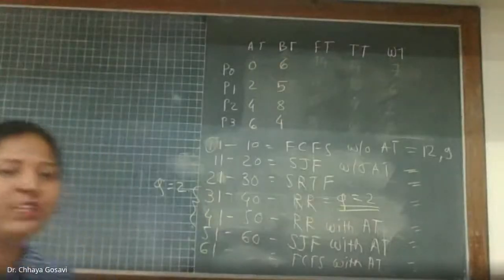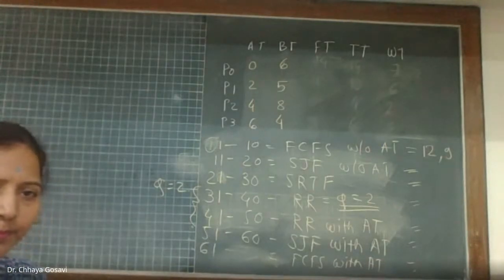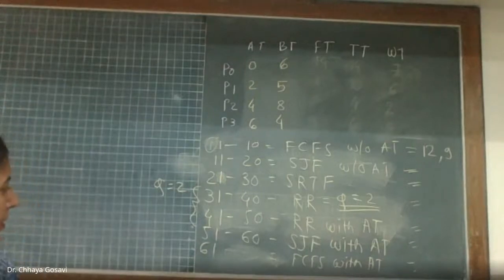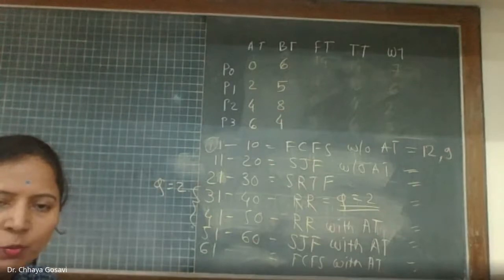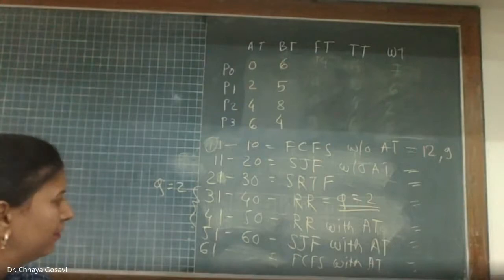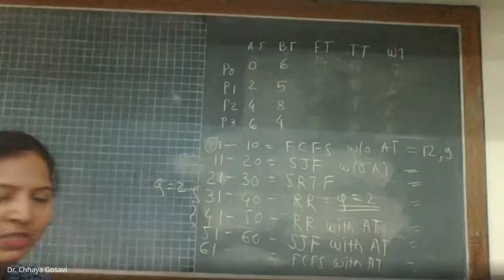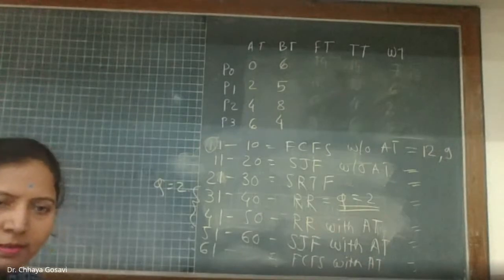If you are finished without arrival time, you can now try roll number 1 to 10 with arrival time. Okay. Roll number 72, Sejal. What is it? Yes, ma'am. FCFS with arrival time, average wait time. Ma'am, is it 5.5? Gargi, is she there? Ma'am, it's 6.